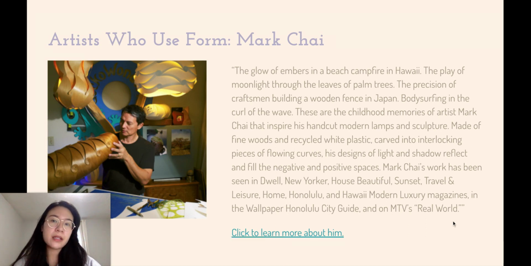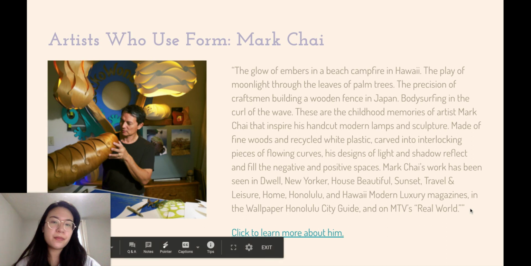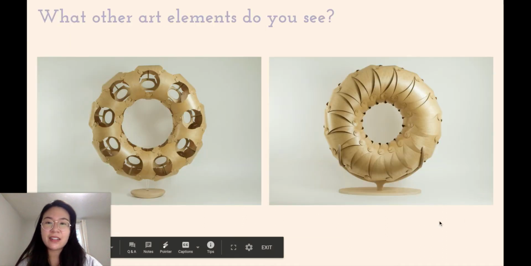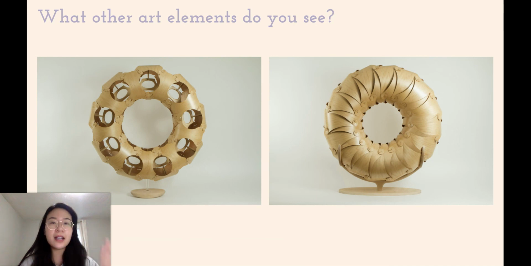So he is our main example for form for this presentation. Everything you see is form because they are real. They're tangible. They're not just on paper or a canvas. They're sculptural, but they use other elements too, right?